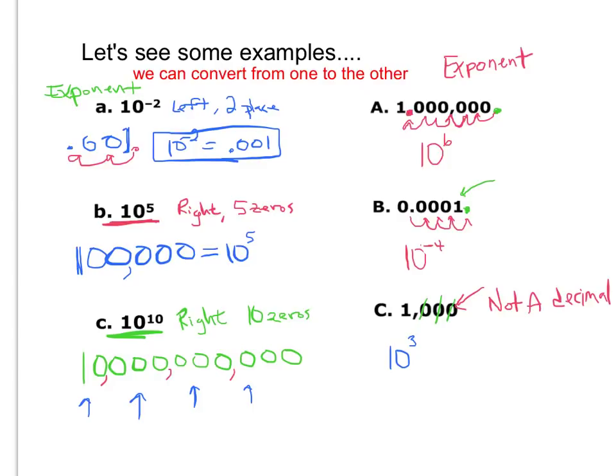And since it's not a decimal, like example B up here, I know that my exponent is always going to be positive.